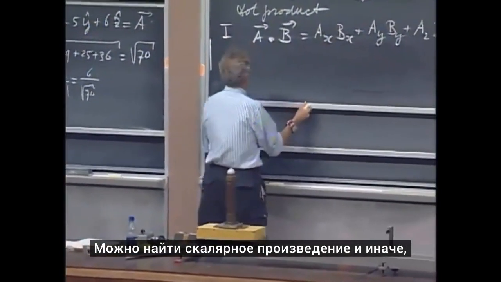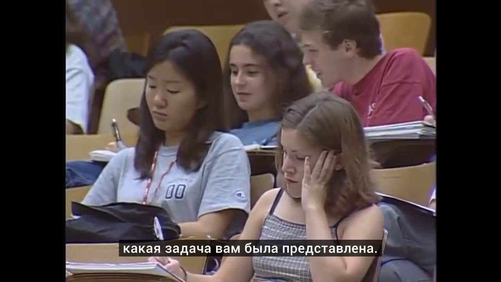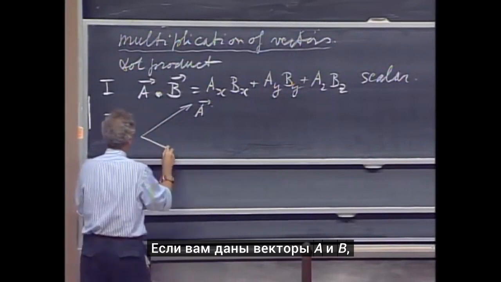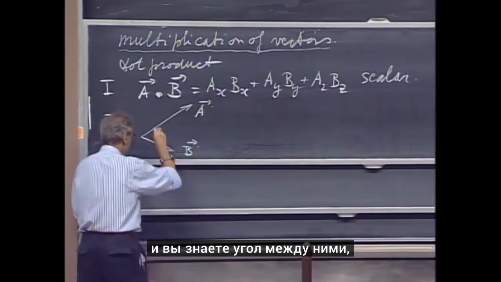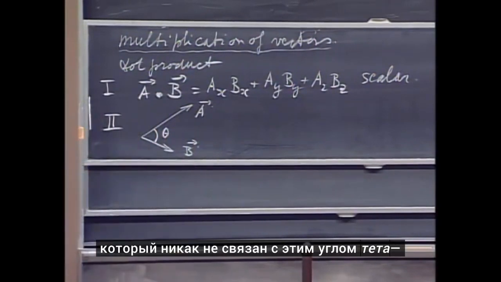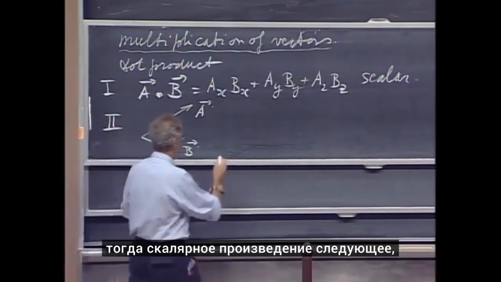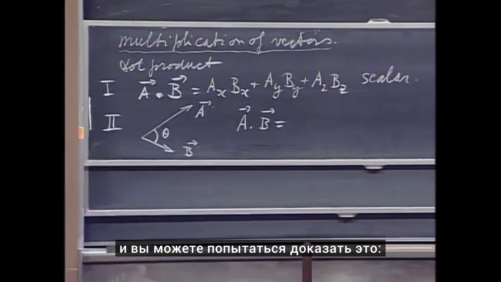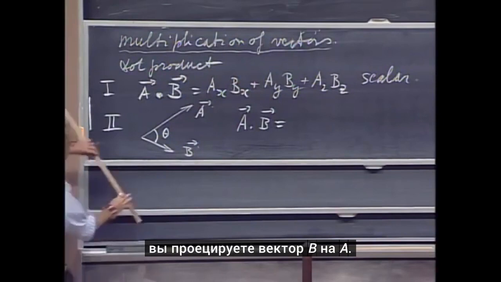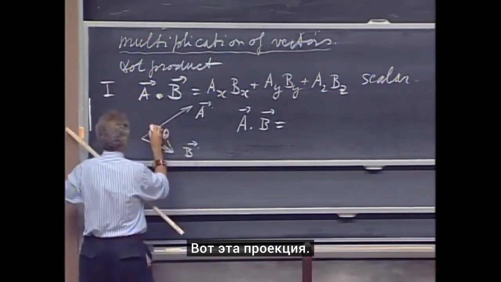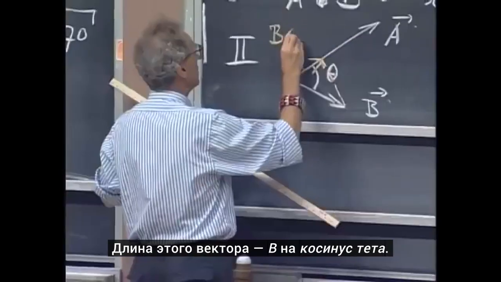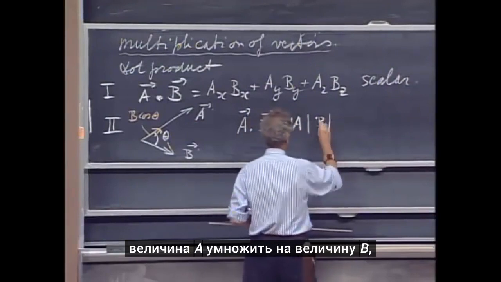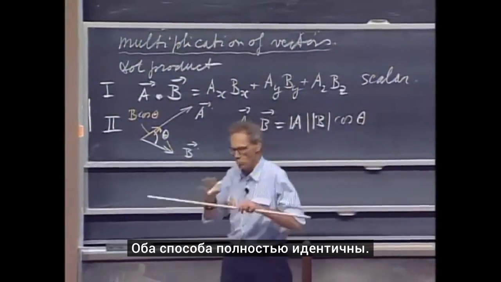There is another way to find the dot product, depending upon what you're being given, how the problem is presented to you. If someone gives you the vector A, and you have the vector B, and you happen to know this angle between them, this angle theta, which has nothing to do with that angle theta, it's the angle between the two, then the dot product is also the following, and you may make an attempt to prove that. You project the vector B on A. This is that projection. The length of this vector is B cosine theta. And then the dot product is the magnitude of A times the magnitude of B times the cosine of the angle theta. The two are completely identical.